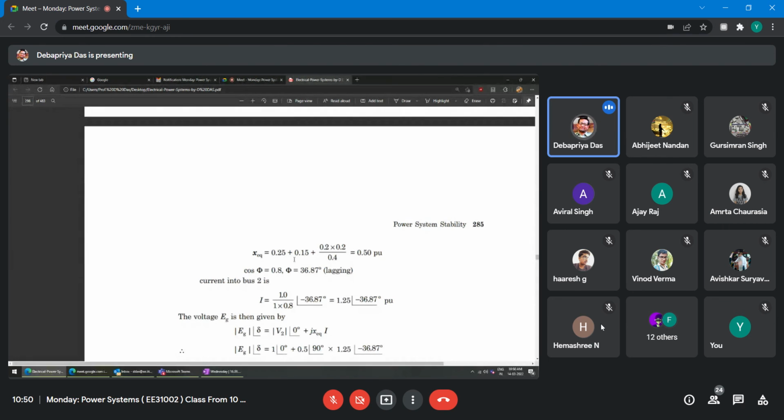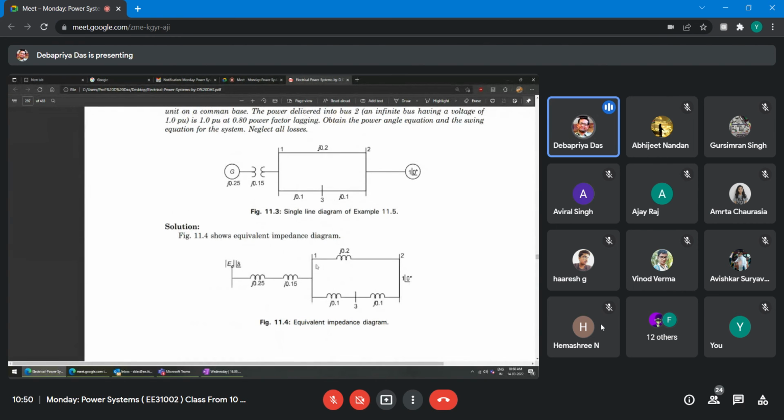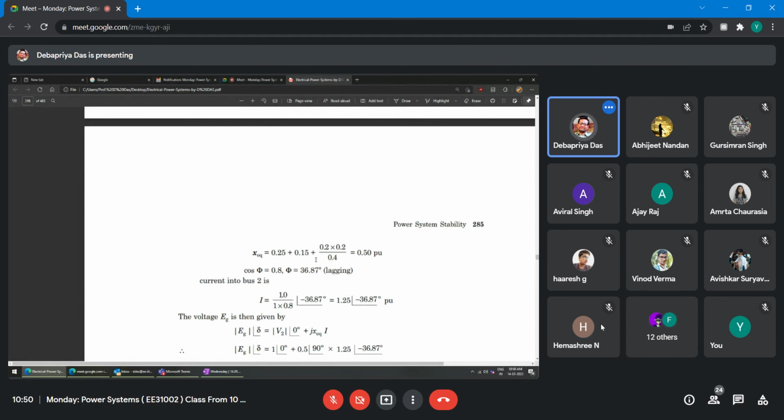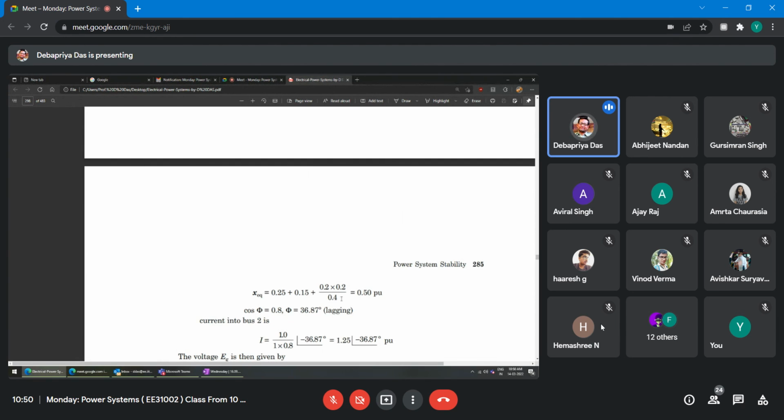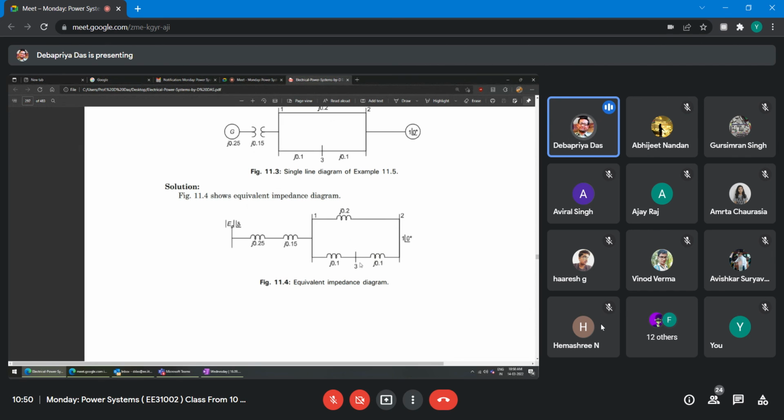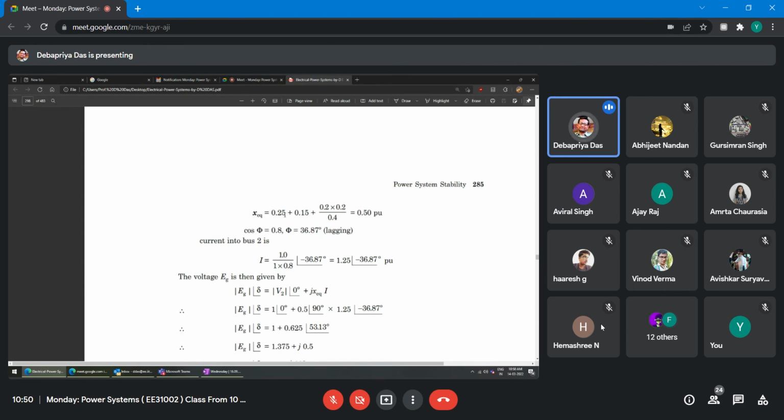Therefore, if you compute the equivalent, then what you will get? You will get 0.25 plus 0.15, then this is your j0.2 in parallel with j0.2, that is 0.2 into 0.2 upon 0.4, because this bus 3 is created but there is no fault, nothing is there. Basically these two are in series. If you connect something here, then the analysis will be different. But intentionally one bus bar is created, and this is actually j0.2, and this is also j0.2, right? That's why it is your X equivalent. J is omitted here but later you consider it. So this is your 0.5 per unit. And power factor is given cos phi 0.8, that is 36.87 degree lagging.